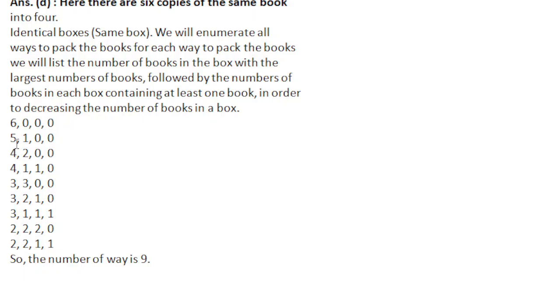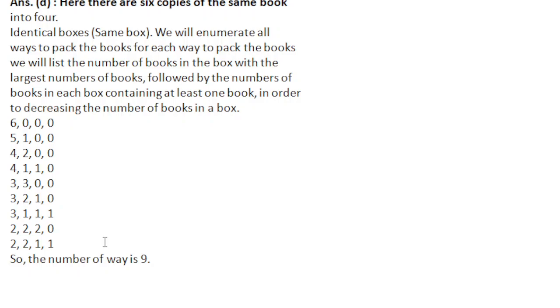Okay, next is one box we can fill with five books, another box one book, and the other two boxes empty. Here four and two, then two boxes empty. Again four, one, one, zero; three, three, zero, zero; three, two, one, zero; three, one, one, one; triple two, zero; double two, one, one. These are the nine ways we can arrange the six books in four boxes.